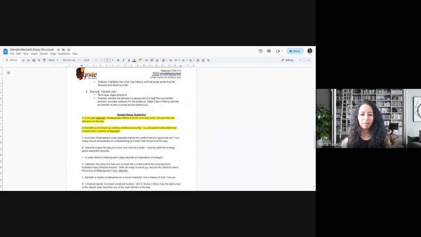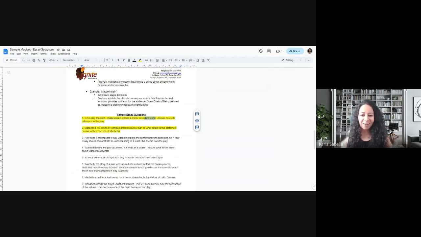Okay, so: in his play Macbeth, Shakespeare reflects a mirror on a dark world; discuss this with reference to the play. So then you've got to look at the dark world. Again, you can talk about how ambition leads to this dark world. Then the idea of gender and the fact that Macbeth listened to Lady Macbeth, that's a dark world. And so there's this whole notion, going back to that idea of cautioning the audience, that if we don't uphold the theocratic values and the values of the chain of being in this particular context, and the religious values, so values being like beliefs, then we are going to have a dark, chaotic world.